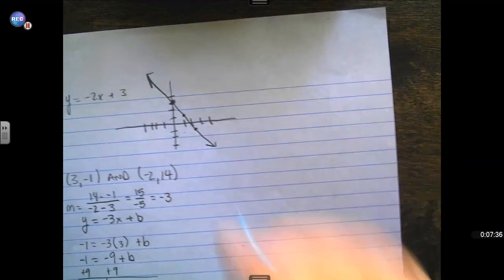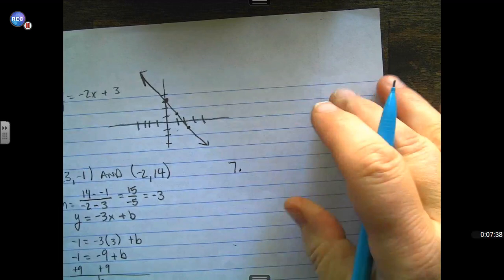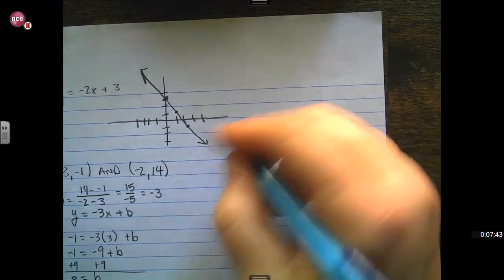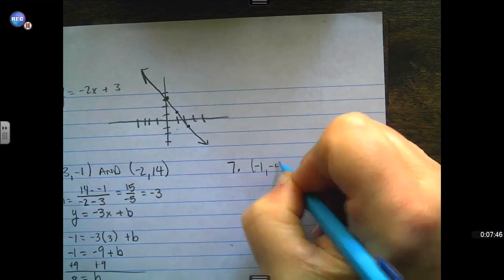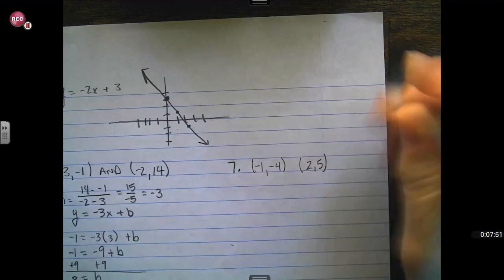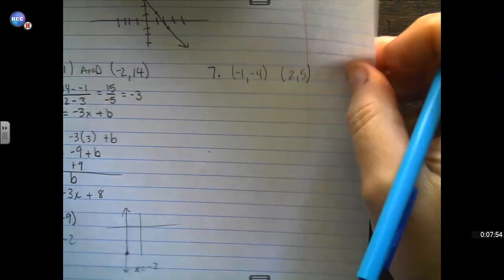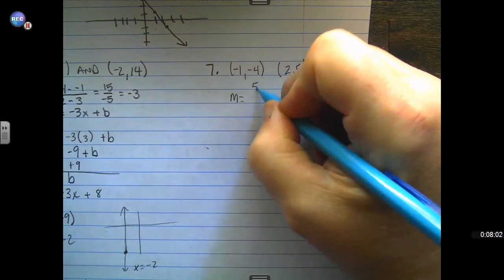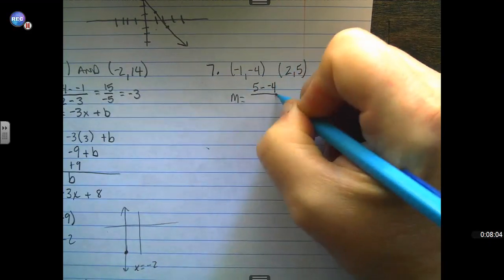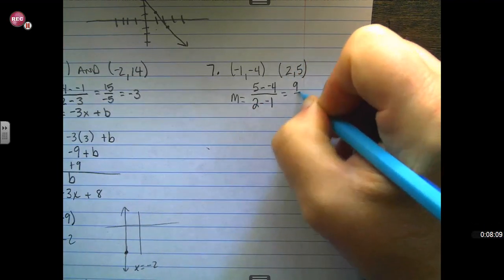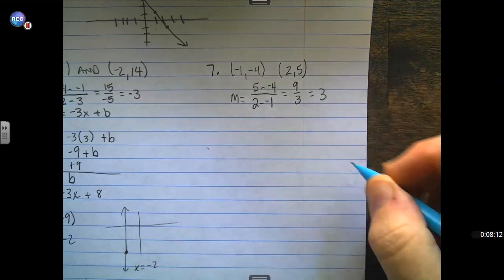Okay. Number 7 is write an equation in point slope form of a line that passes through the points -1, -4, and 2, 5. So this is the same that I could do as I did on the graph. Find the slope first. So that's going to be 5 minus -4 over 2 minus -1. That's 9 over 3, which reduces to 3.